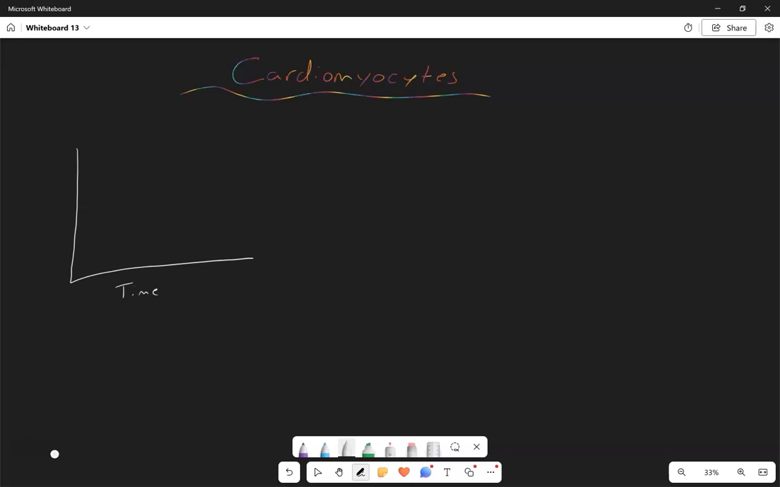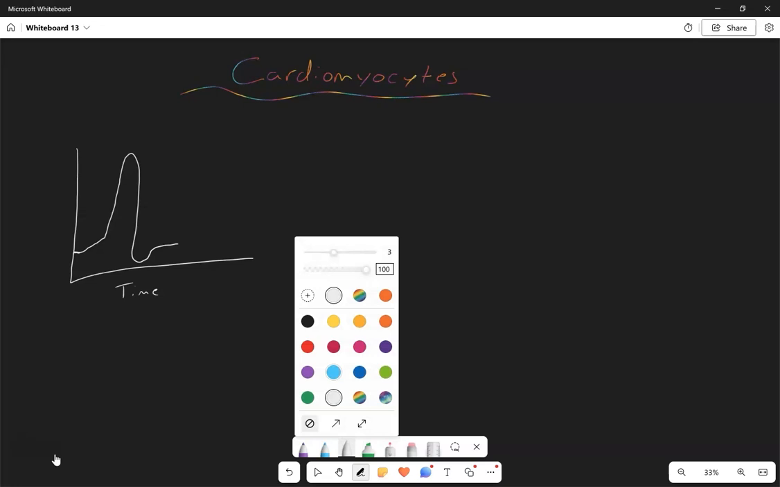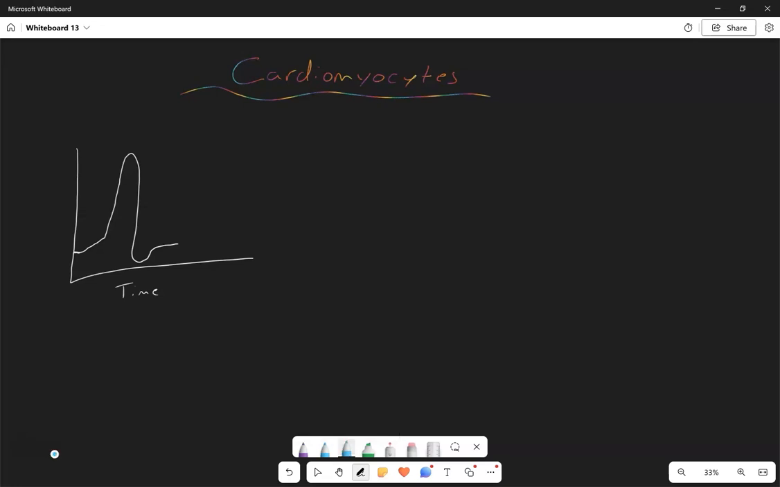a skeletal muscle. So remember, we start down here at rest, we get this action potential, then the cell hyperpolarizes, and then it goes back to rest, right? So that is sort of the graph of the voltage changes in a skeletal muscle cell.